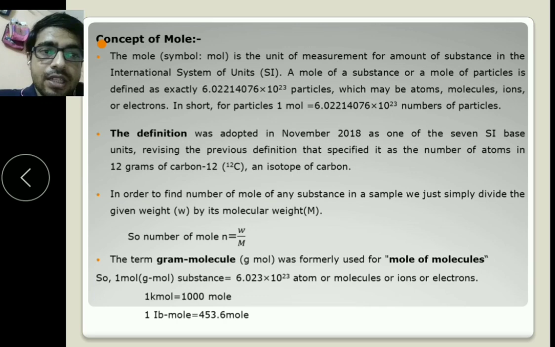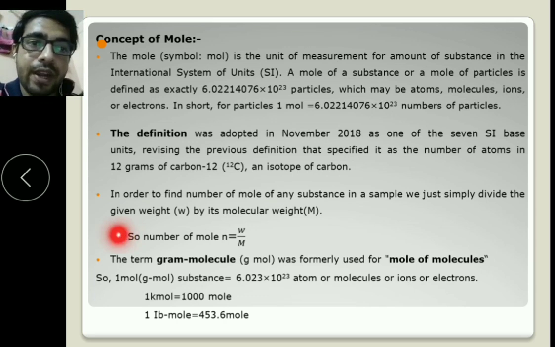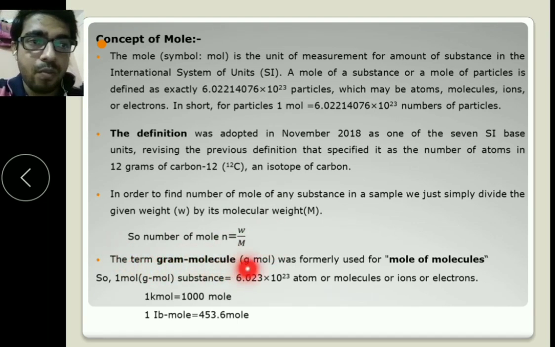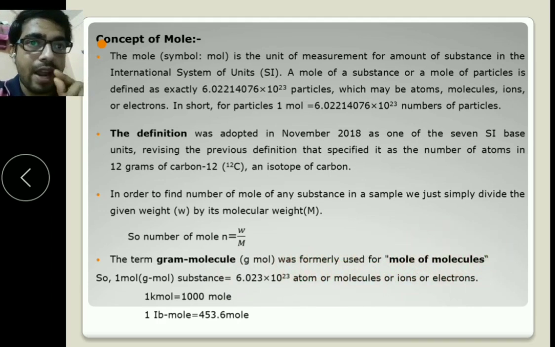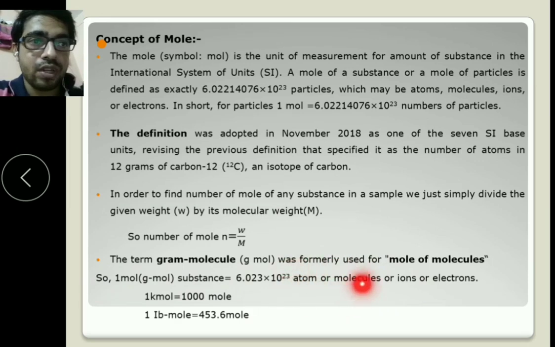So from here we find the number of moles as weight divided by molecular weight. Simple thing. The term gram mole is formally used for a mole of substance, and gram mole and mole are the same thing. So 1 gram mole of substance is 6.023 times 10 to the 23 particles, as I said here. 1 kilomole equals 1000 moles, and 1 pound mole equals 453.6 moles.